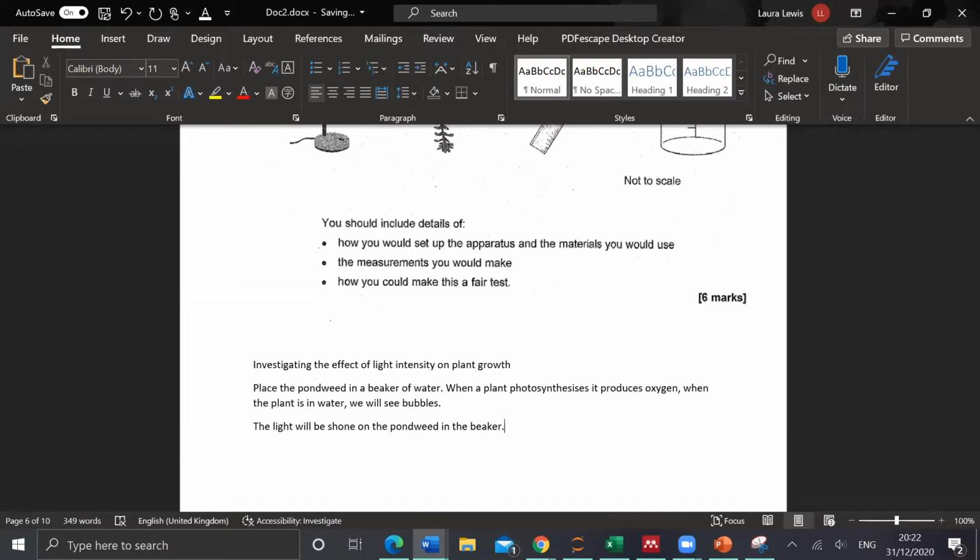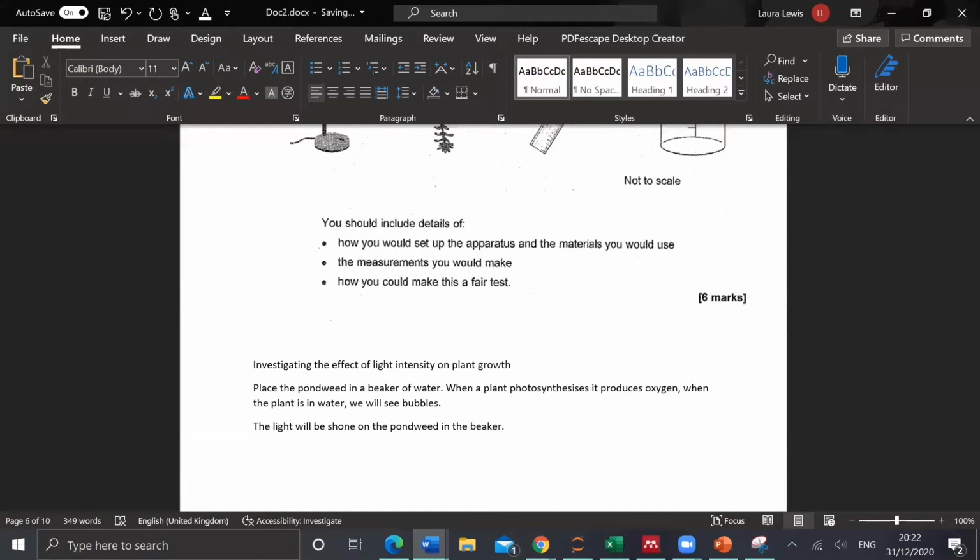As well, you could draw this. If you find it hard to describe, draw a diagram to show it. That always really helps. Honestly, if you can't describe it, you will get marks for drawing a diagram and labelling it. So, pondweed in the beaker.